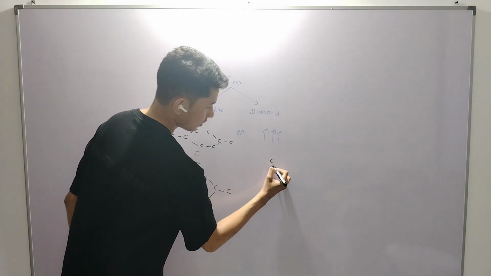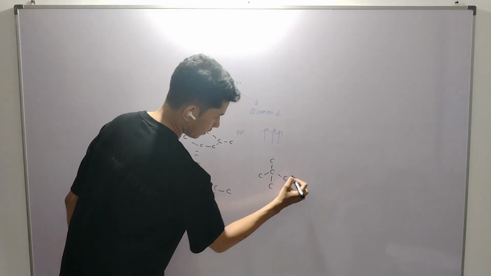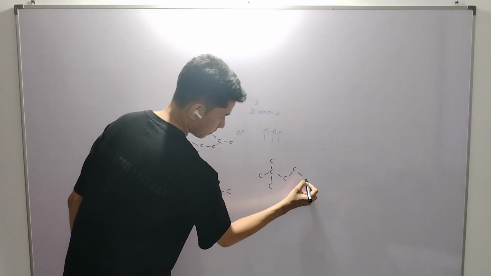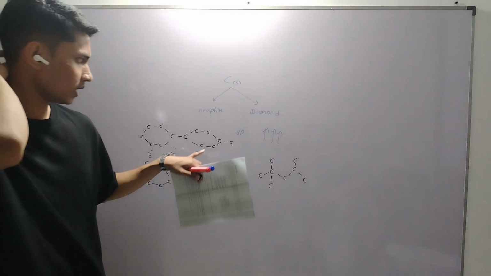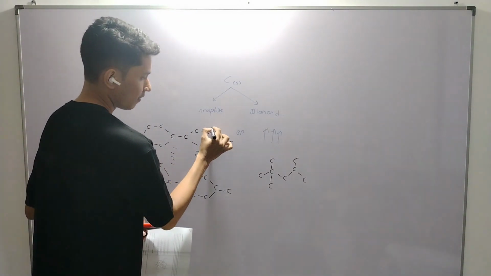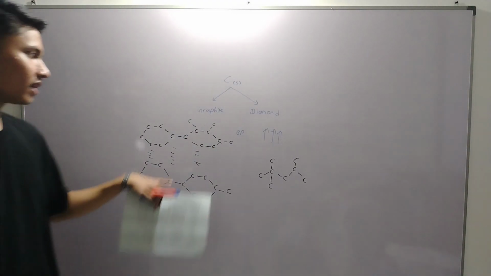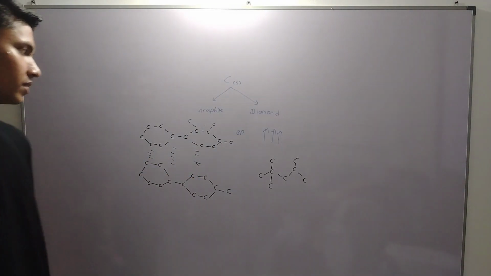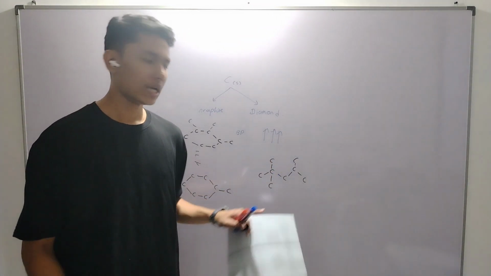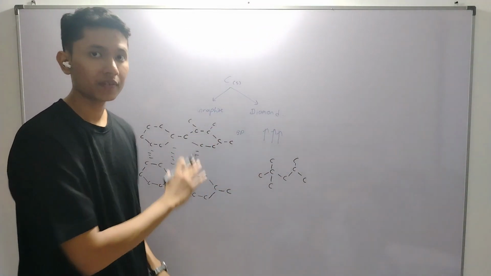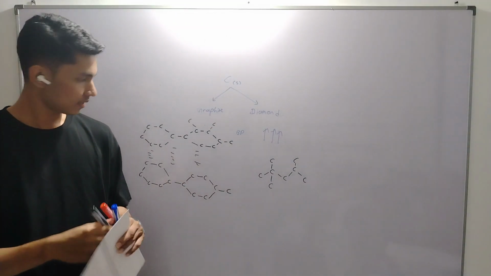So if you take diamond, the arrangement is like this, okay? It goes on like that. So here, one carbon atom is bonded to three other carbon atoms. Here one carbon atom is bonded to 4 other carbon atoms. So the arrangement will determine the properties of substances. That's the point that I want to emphasize here.